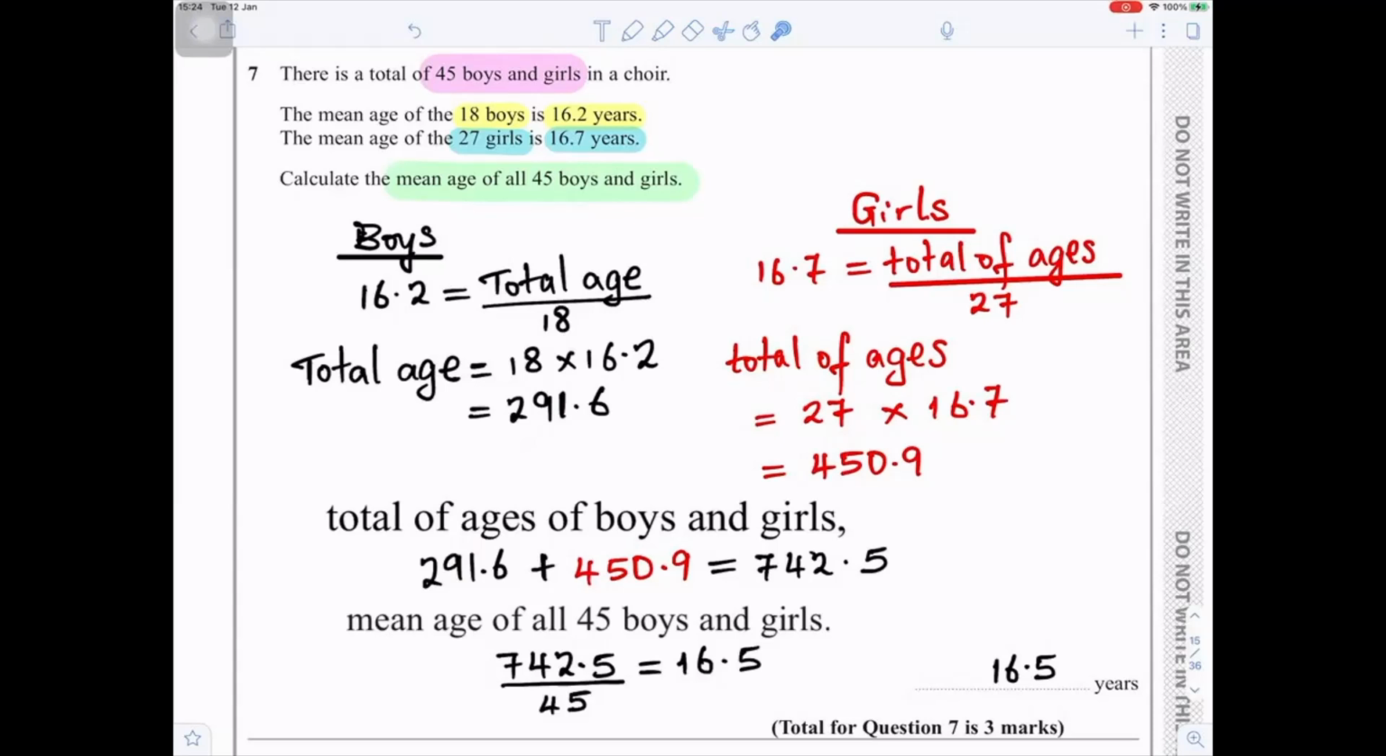So the mean age of all 45 boys and girls. The mean is given by the total number of boys' and girls' ages divided by how many boys and girls there are, which is 45. So 742.5 divided by 45 gives you 16.5 years.